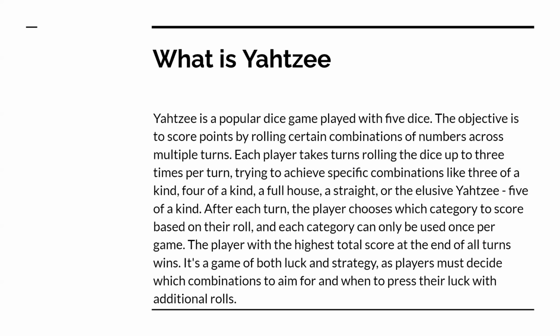Each category can only be used once per game. The player with the highest total score at the end of all turns wins. It's a game of both luck and strategy, as players must decide which combinations to aim for and when to press their luck with additional rolls.